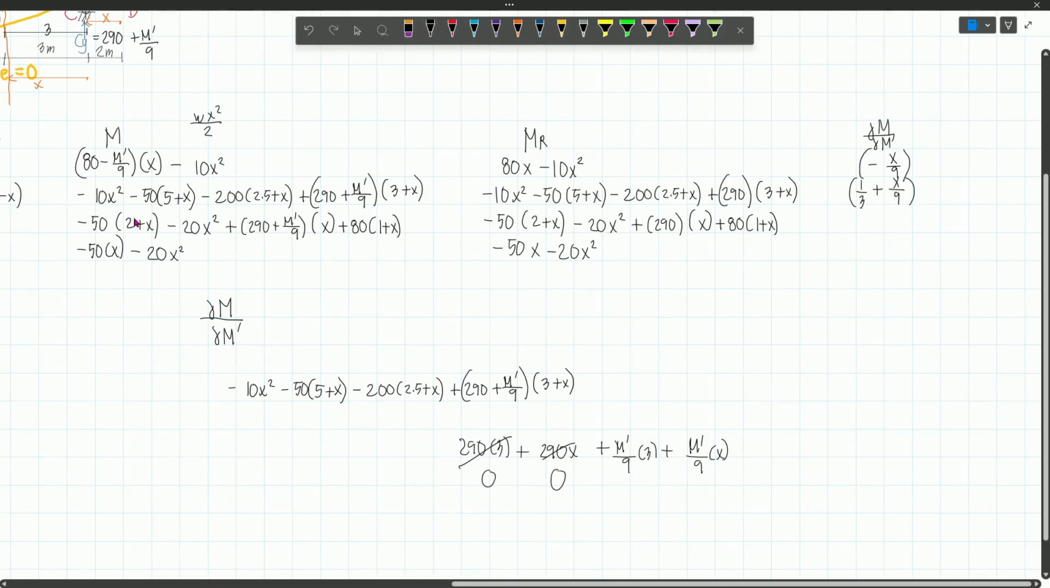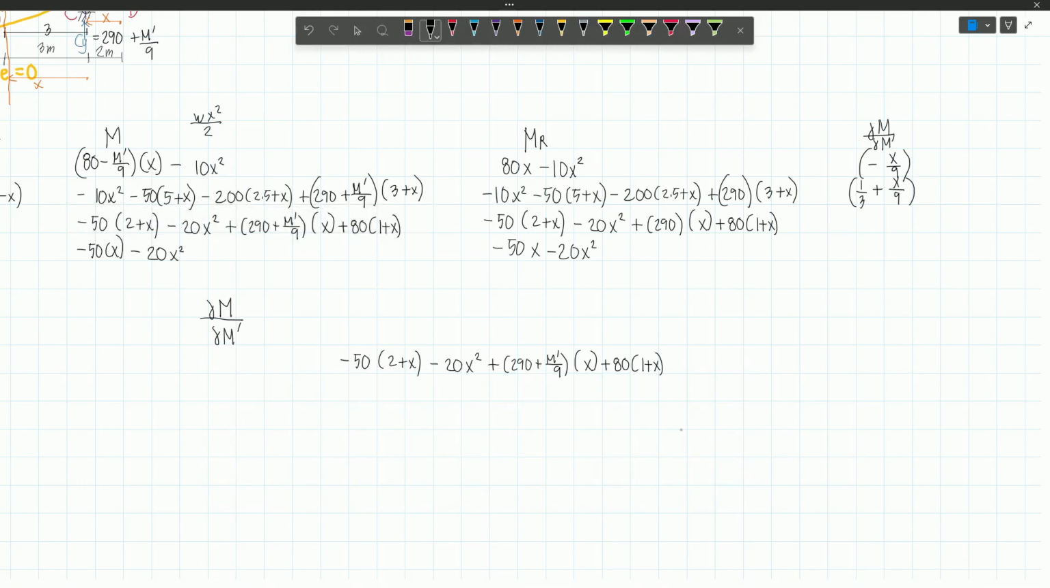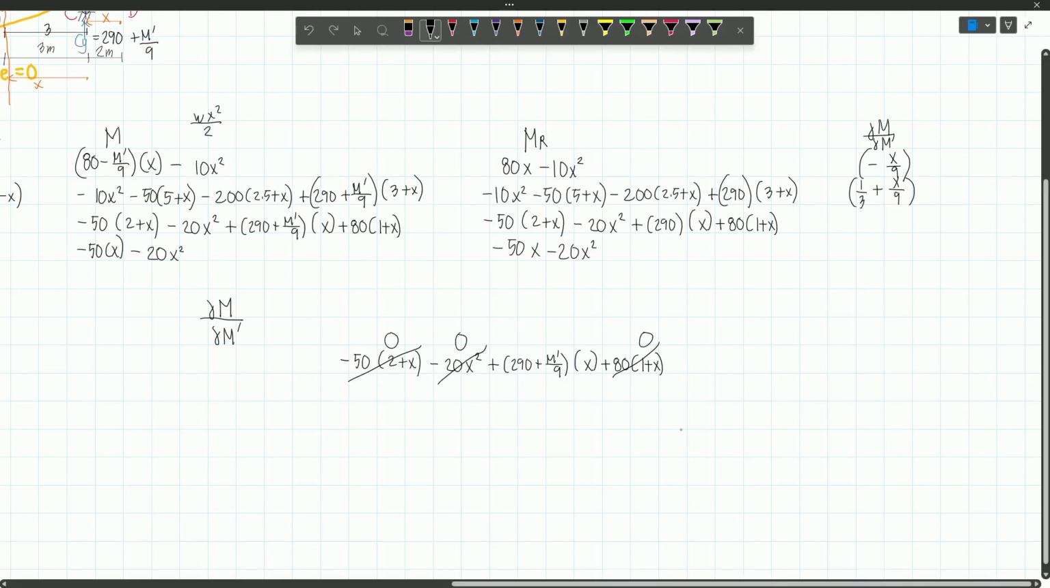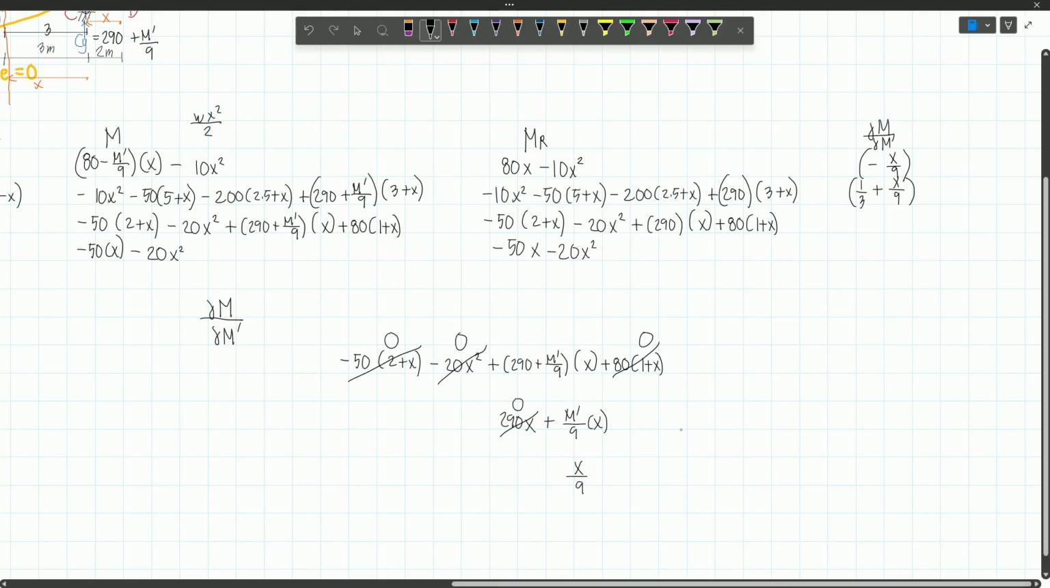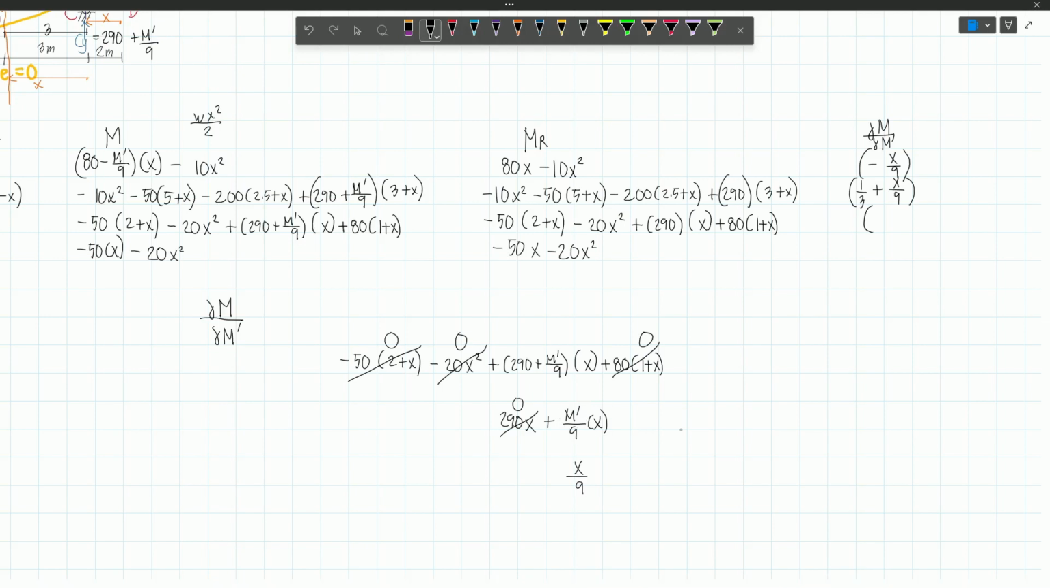Okay. And so here we are at the third segment. Now let's just copy this one. Now all of these terms will be 0. This also. And so we are only interested in this one. So that will be 290x if expanded plus M prime over 9 times x. And then if differentiated, this will become 0, and then this one will become x over 9, because this is our variable. So this will be x over 9.